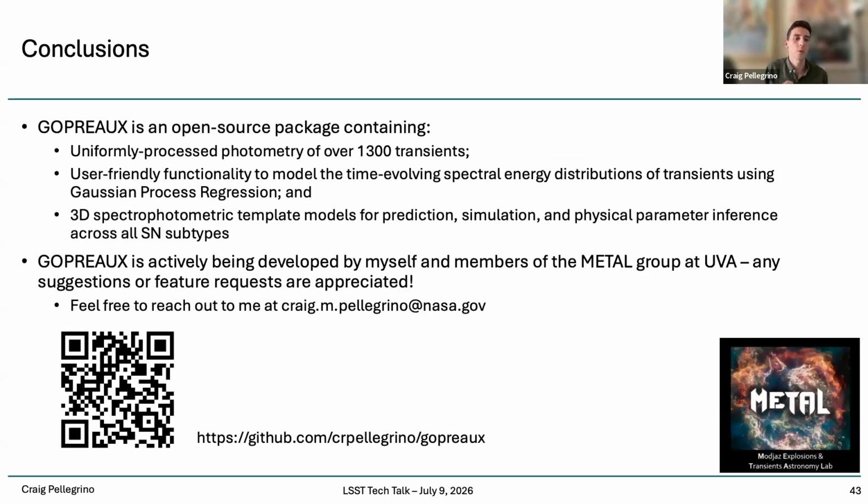So just to conclude, GoPro is a package that contains open source photometry that's uniformly processed for 1,300 transients, very user-friendly functionality to model the time-evolving SEDs of different transients using Gaussian process regression, as well as these final 3D spectrophotometric template models for predictions, simulations, and physical parameter inferences uniformly across all different supernova subtypes.